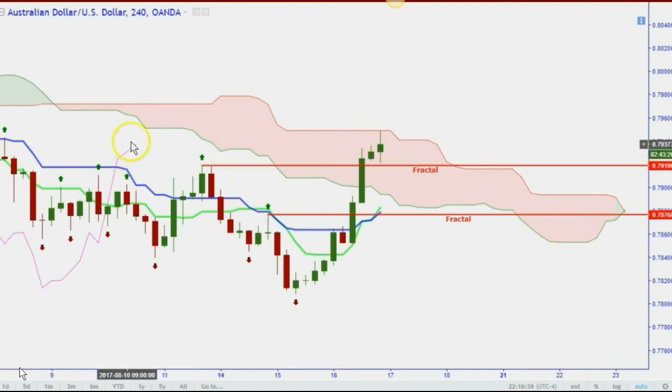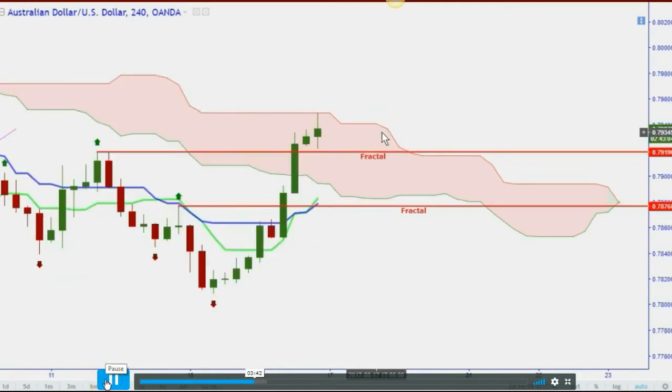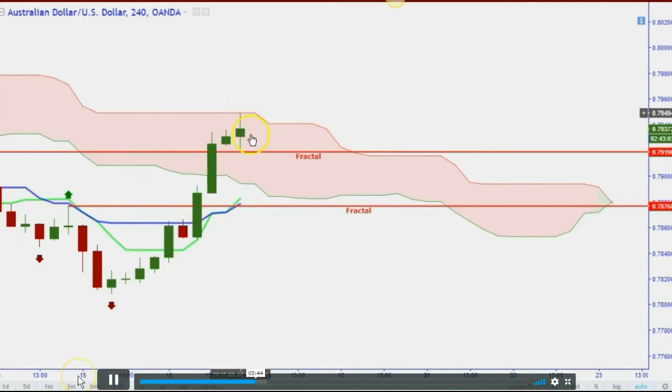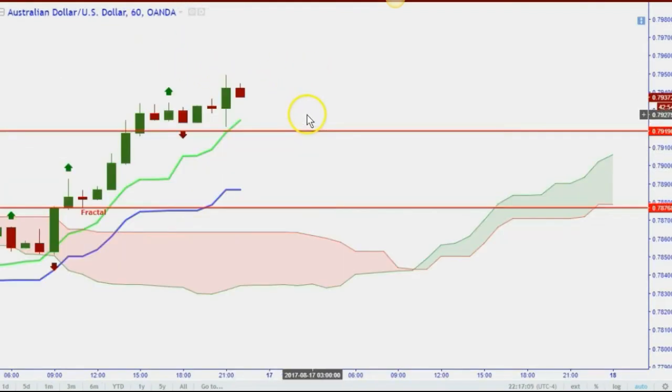When I look at this Chikou span, we have issues getting through the cloud. We just broke through Tenkan-sen and Kijun-sen, but the market is rejecting this upper level of the cloud here. So I don't like that. I do like that actually, because I think we'll get the drop. So do we want to trade the drop and then catch the move to the upside? Let's go lower, see what we've got going on.